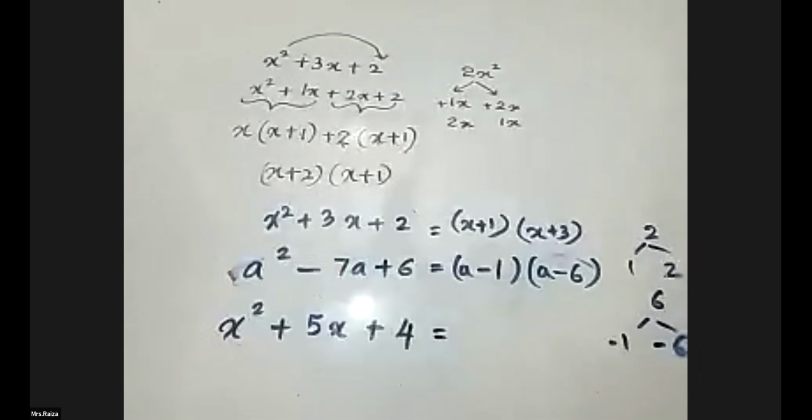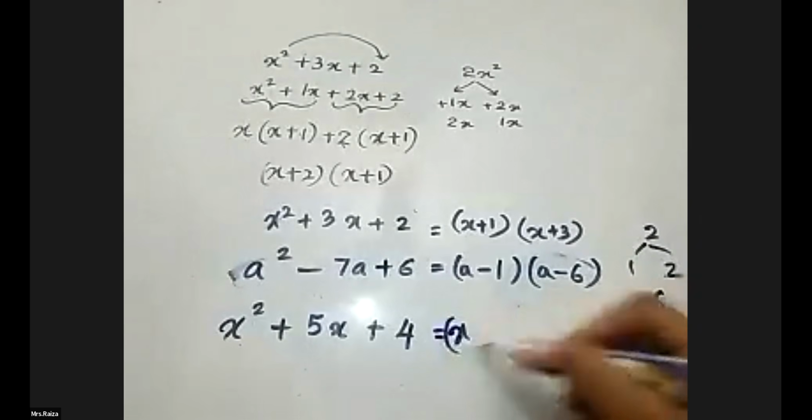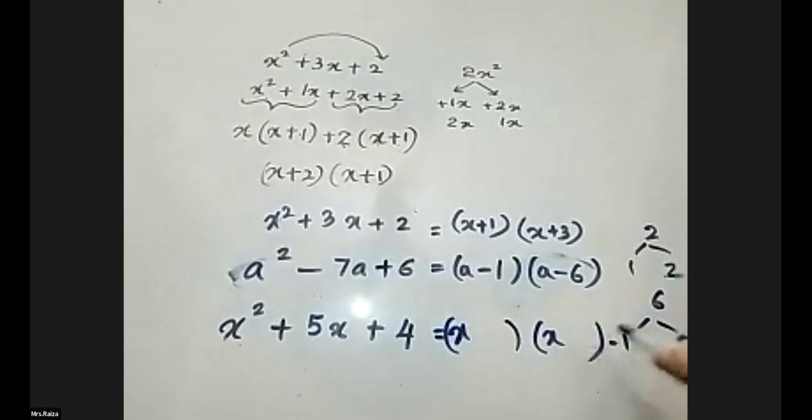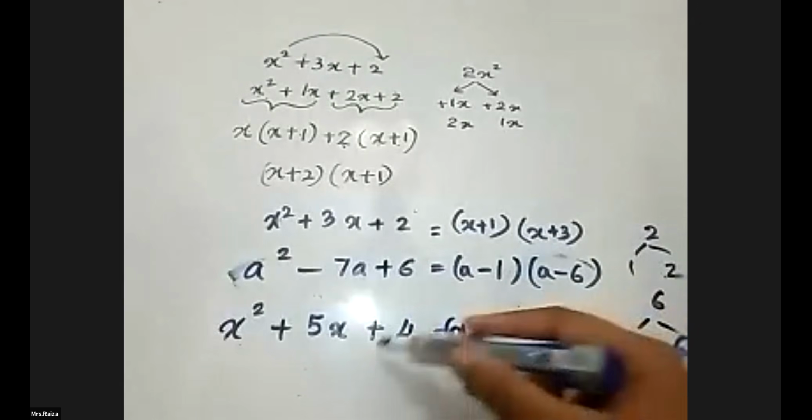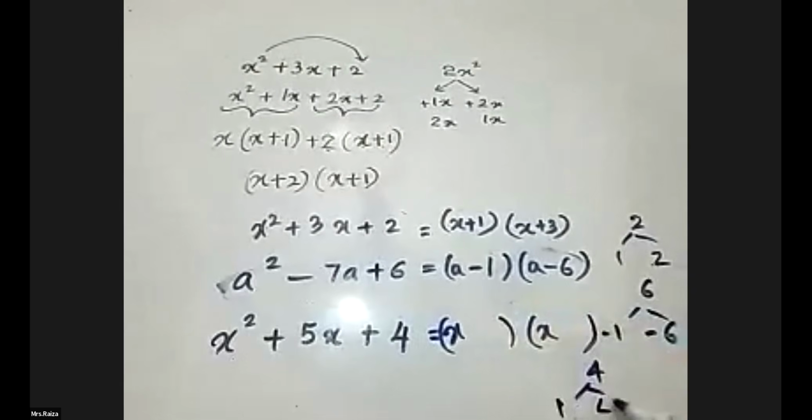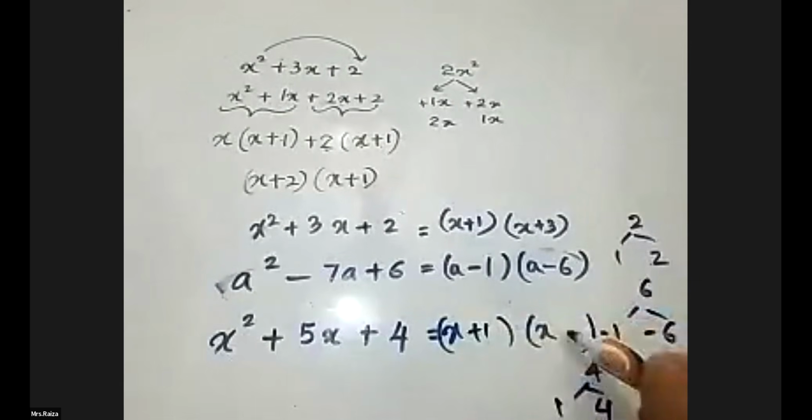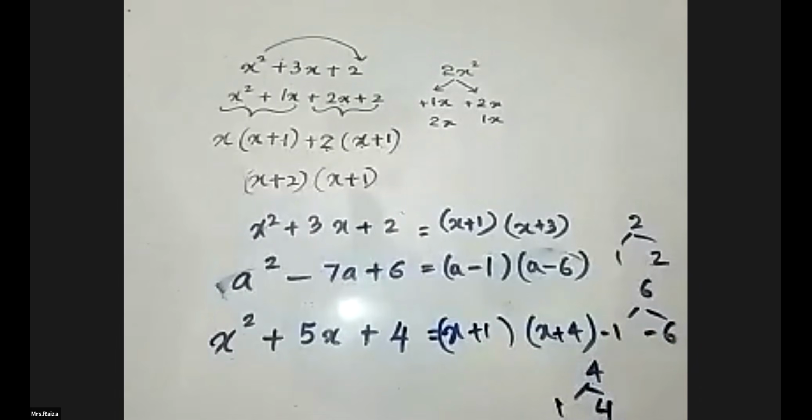Okay, we can get it here. X here, x in the other bracket. Now I need 4, and the middle term is 5. So I can get 1 and 4. Both should be positive, plus 1 and plus 4. X plus 1, x plus 4. These are the terms. I think it's clear for you, right?